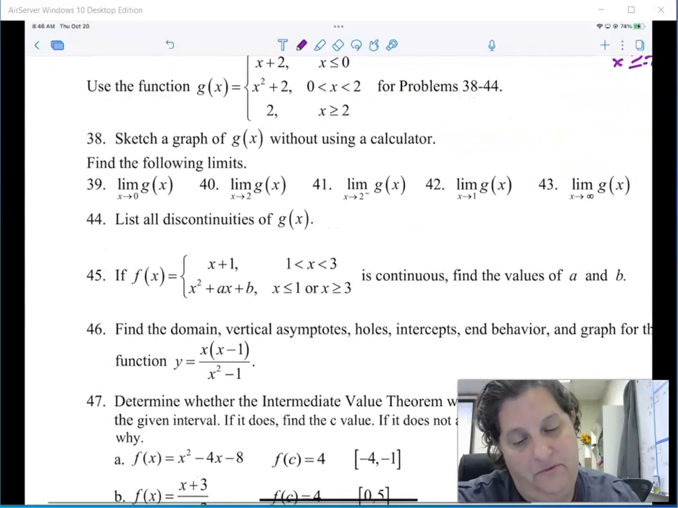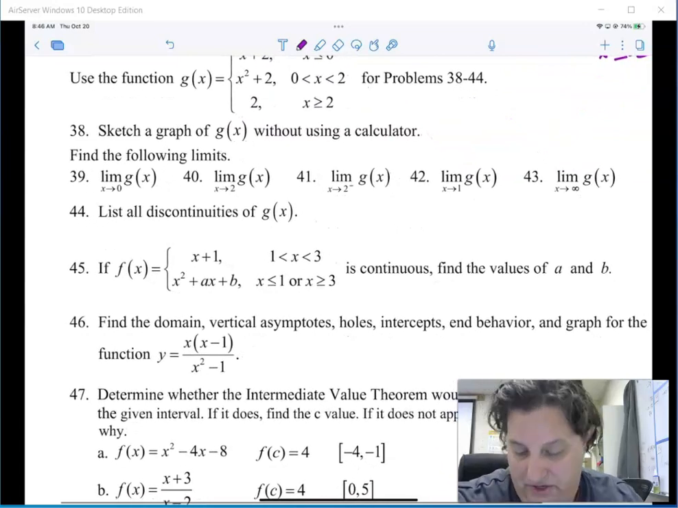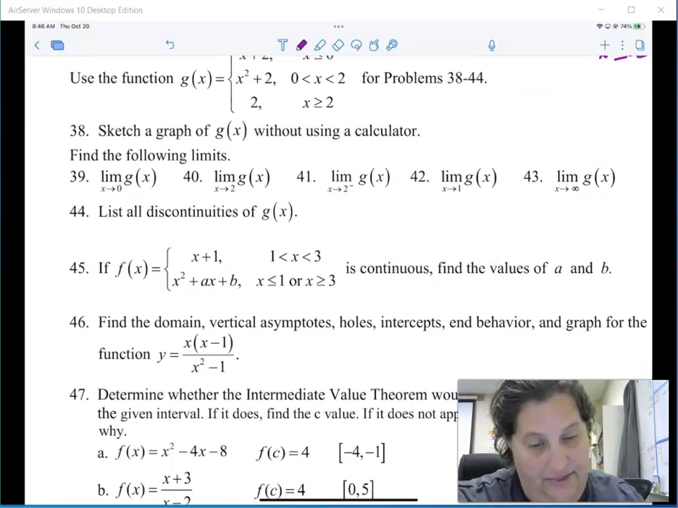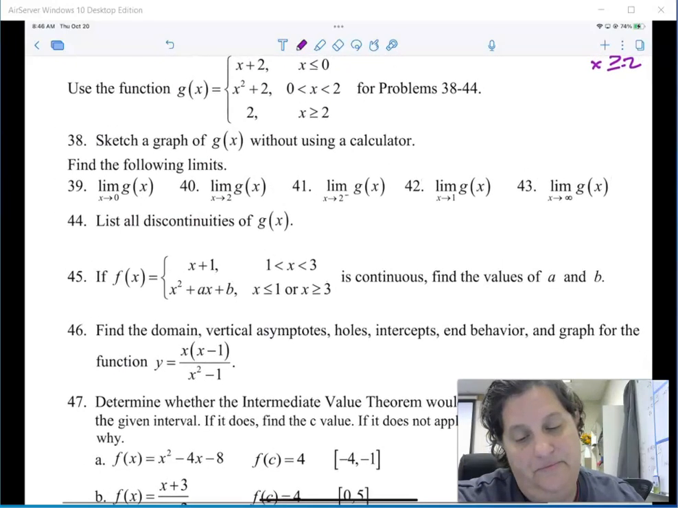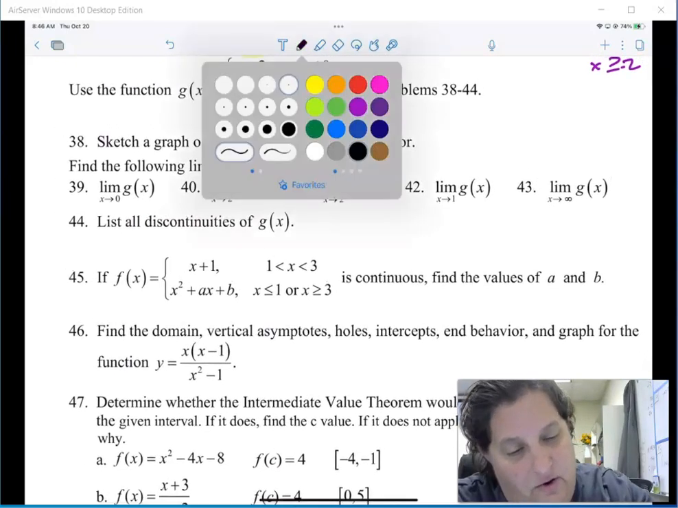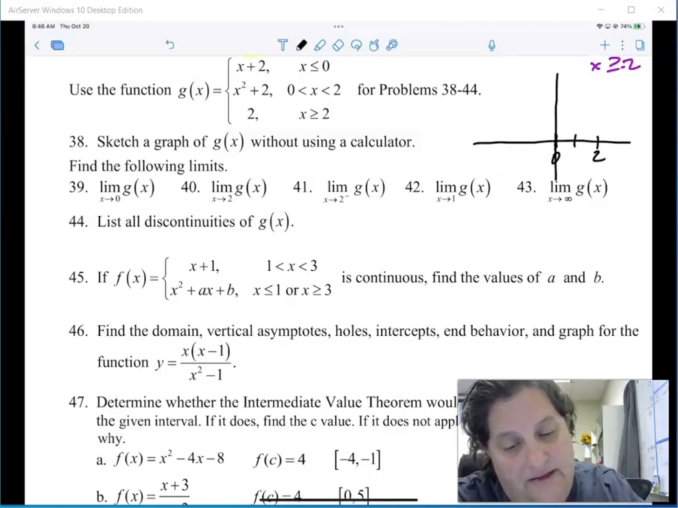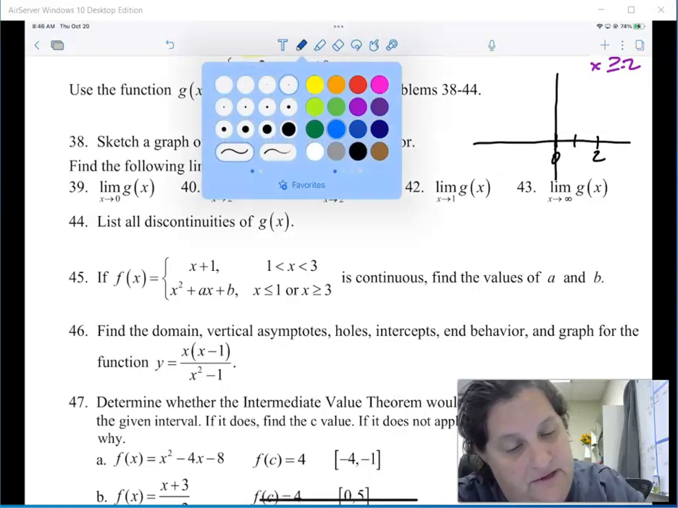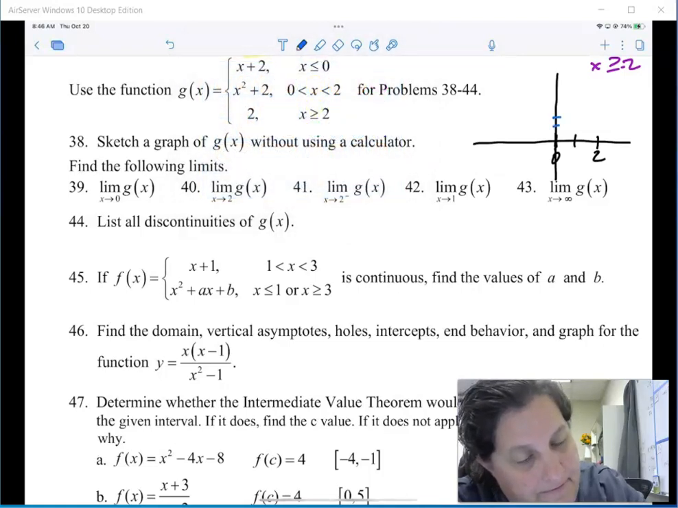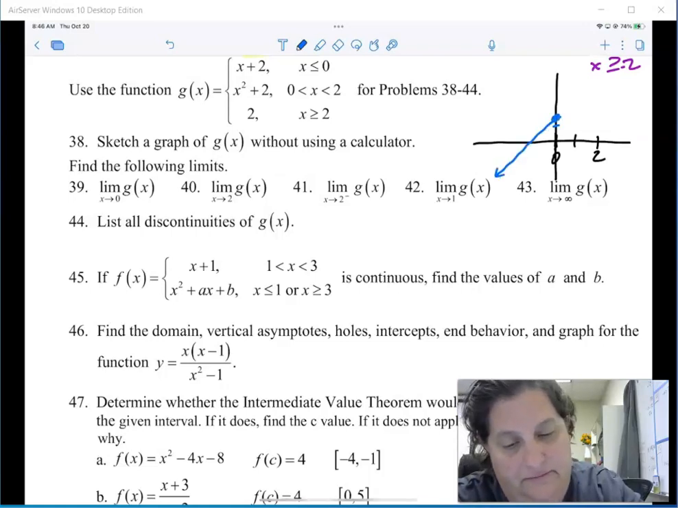All right, perfect. We're going to use this for problems 38 through 44. Sketch a graph. Okay, don't worry too much about that. You're not going to be sketching any graphs on your test. We can do this really quickly. Basically, it splits up at 0 and 2. Less than 0, it's the line x plus 2, which is a line that comes down like this. So I'll just make it go like that, and it's got a point right there.